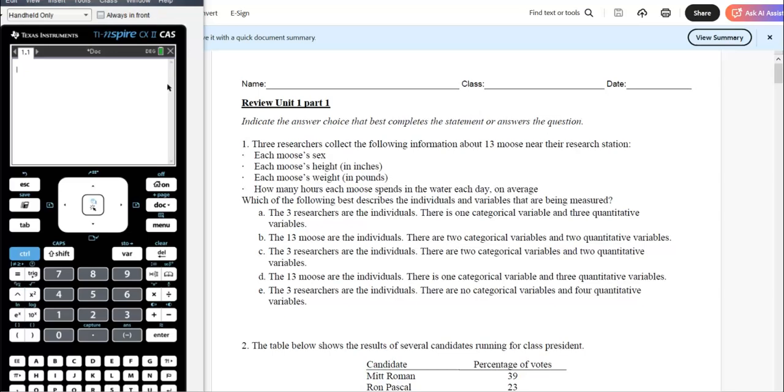Okay, let's start the review for AP Stat Unit 1, Part 1 test.